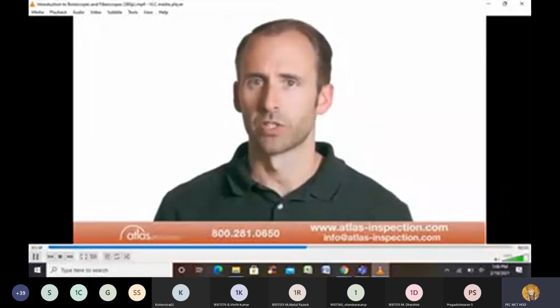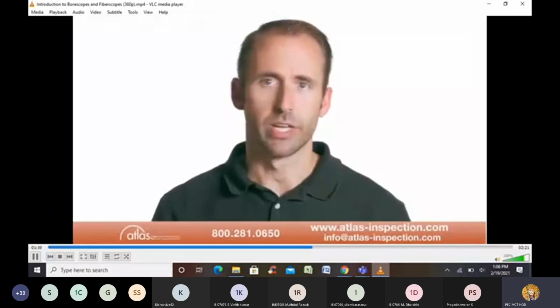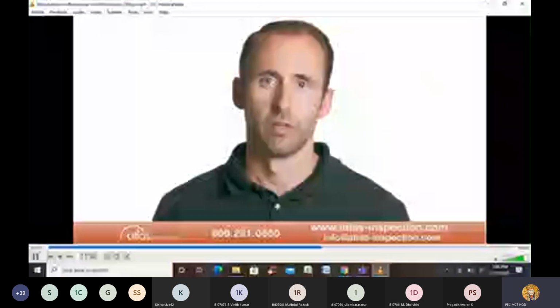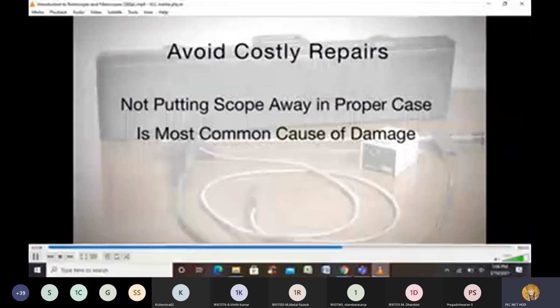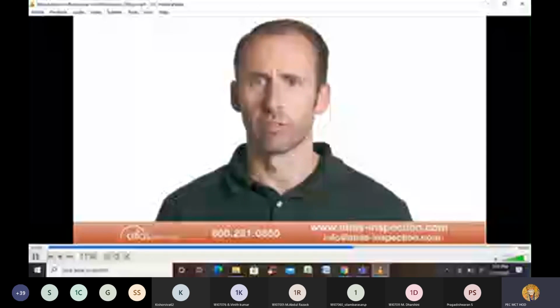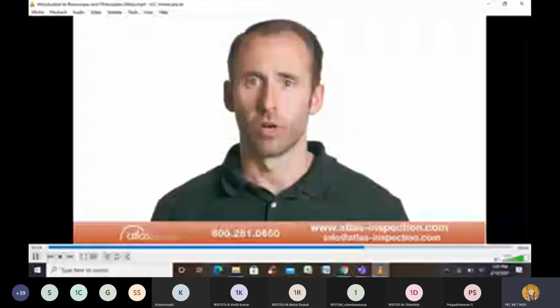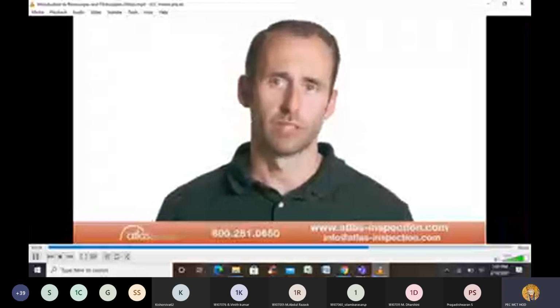Borescope and fiberscope repairs can be extremely costly, so take care to avoid damaging the scope. The most common cause of damage is not putting the scope away in the proper case. Oftentimes, a scope will be left on a table where it can fall or left out where it can be stepped on and crushed. Do not push or overbend the insertion tube.